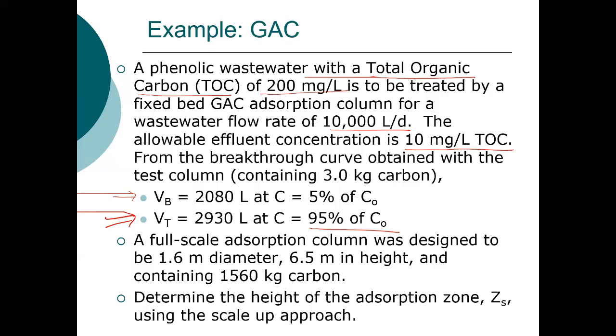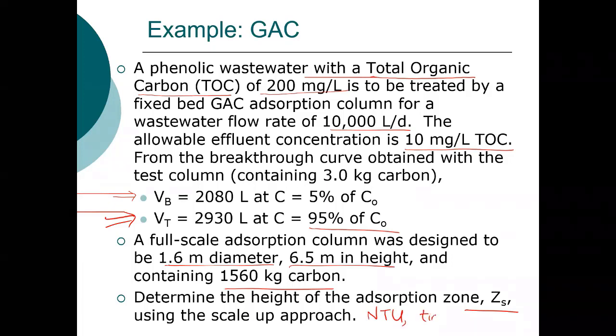A full-scale adsorption column is designed to be 1.6 meters diameter, 6.1 meters in height, and containing 1,560 kilograms of carbon. And you're asked to use that information to determine the height of the adsorption zone, so that's Z sub S. We'll also determine the number of transfer units, and we will determine the time to breakthrough. Let's proceed with this.